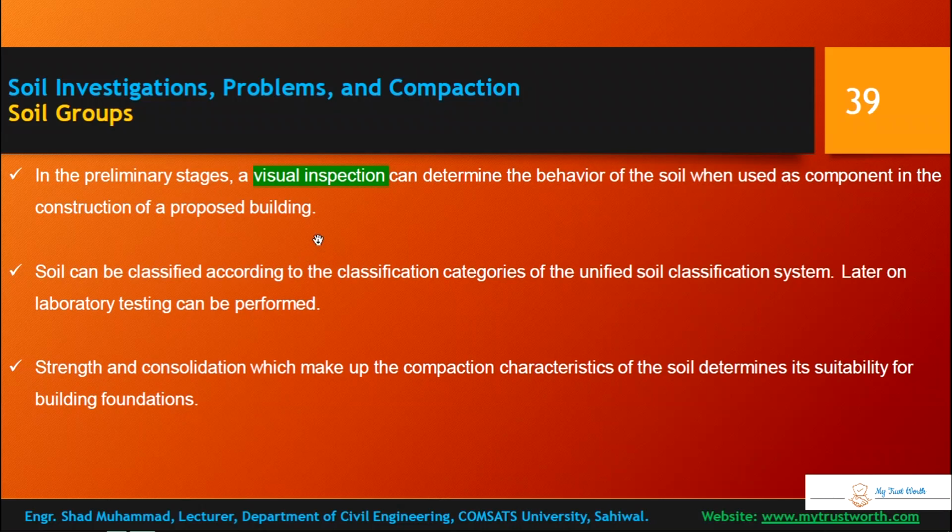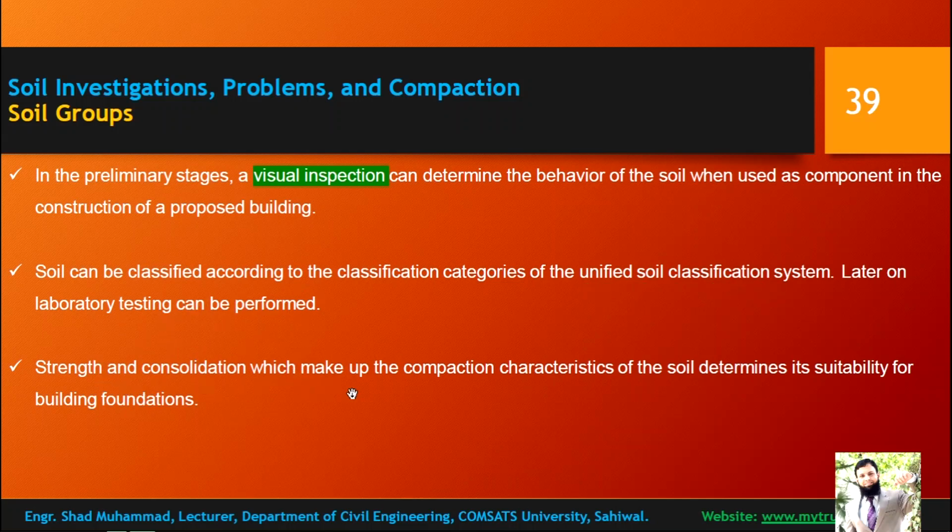Alright, soil groups. In the preliminary stages, a visual inspection can determine the behavior of the soil when used as a component in the construction of the proposed building. Soil can be classified according to the classification categories of the Unified Soil Classification System. Later on, laboratory testing can be performed.